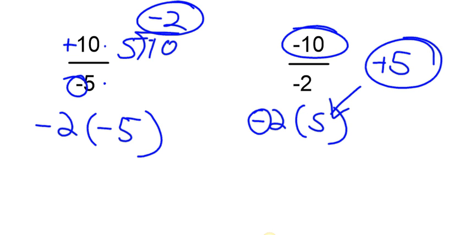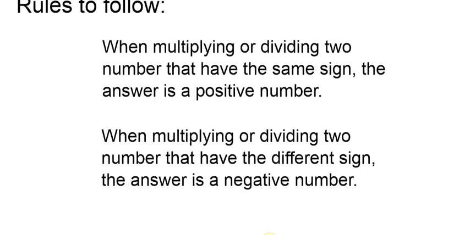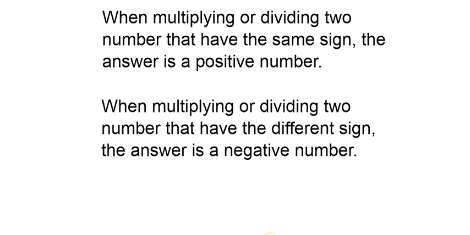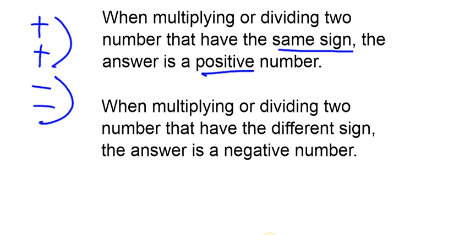Let's write this in words. Here are our definitions. This is what you need to remember, and if you can remember this, then multiplying and dividing negative numbers is really just going to be as easy as remembering these rules about the symbol. So when multiplying or dividing two numbers that have the same sign, it's going to be positive. It doesn't matter if it's a positive and a positive or a negative and a negative. Same sign, answer will always be positive.